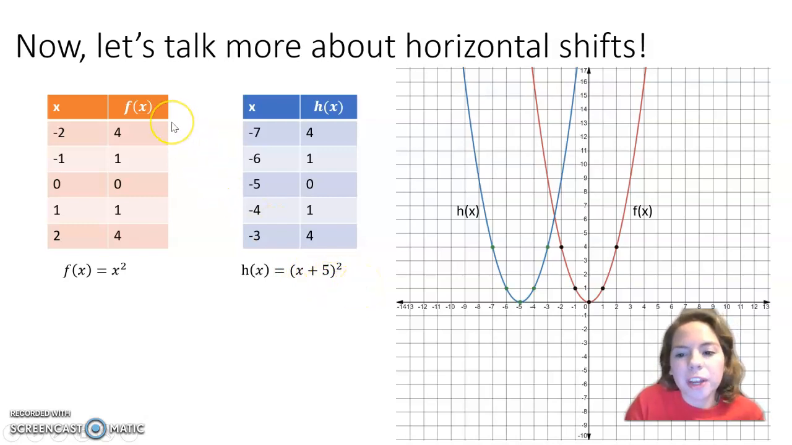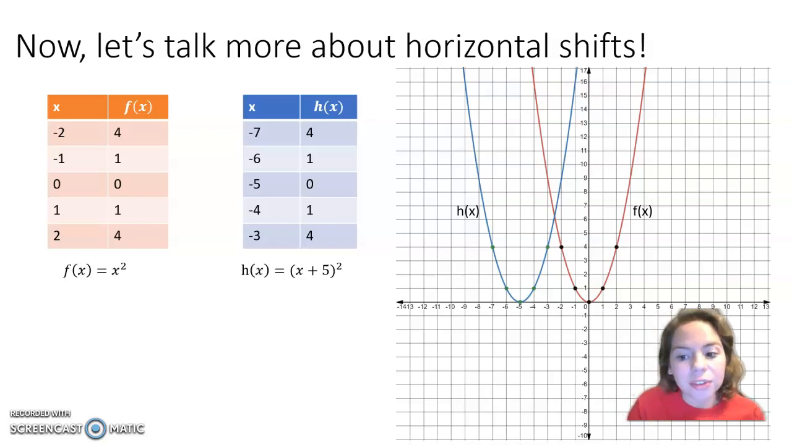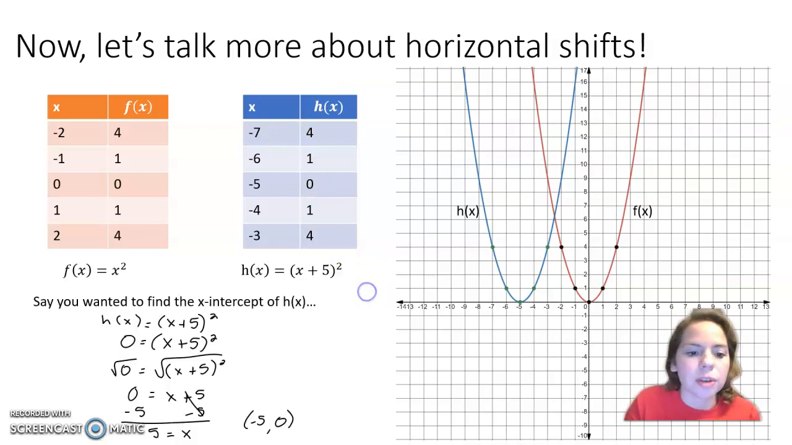So you might notice if you're looking at the y values, we were just talking about vertical shifts where the y values were changing. If you look at the y values here, though, you're going to notice all the y values are the same. But it's the x values that are changing. So that makes sense because now we're looking at horizontal shifts. So it makes sense that we're moving along the x-axis. It should be the x values changing instead of the y values changing.